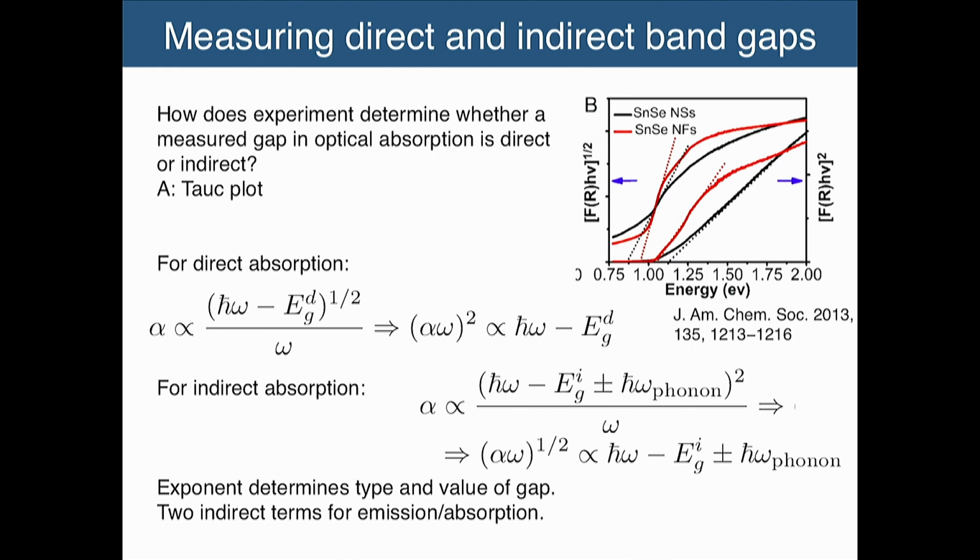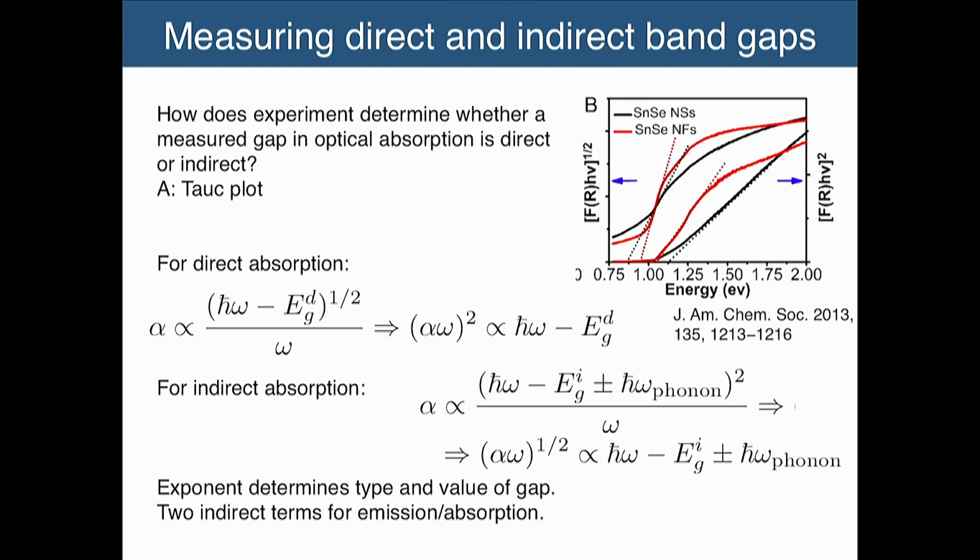Now, when you have indirect absorption, this absorption coefficient is proportional to, again, the photon energy minus the indirect gap plus or minus a phonon frequency. And this whole thing now is squared. It's not a square here because the density of states are independent and divided by omega. So now, if you combine alpha times omega and raise not to the square, but to the 1/2 power, you'll get your straight line again.